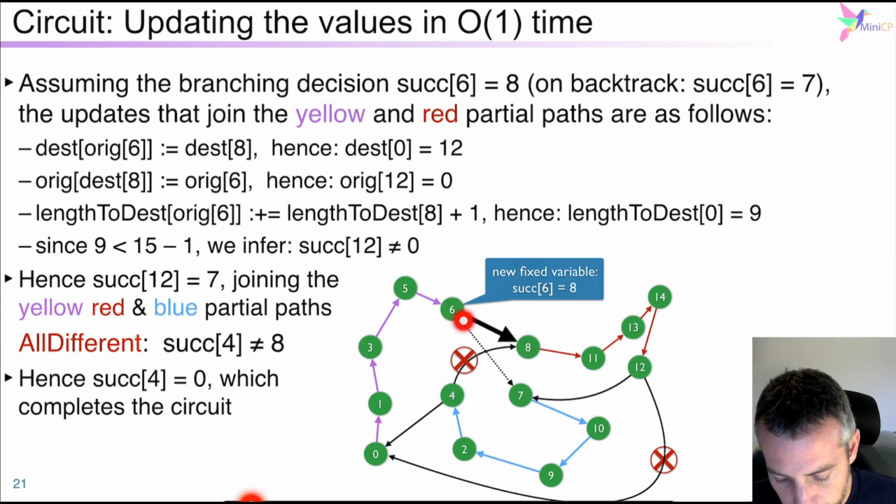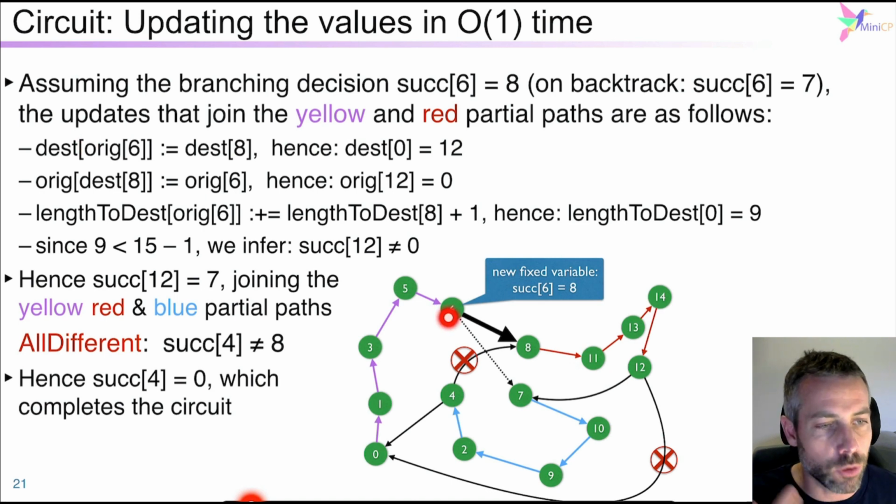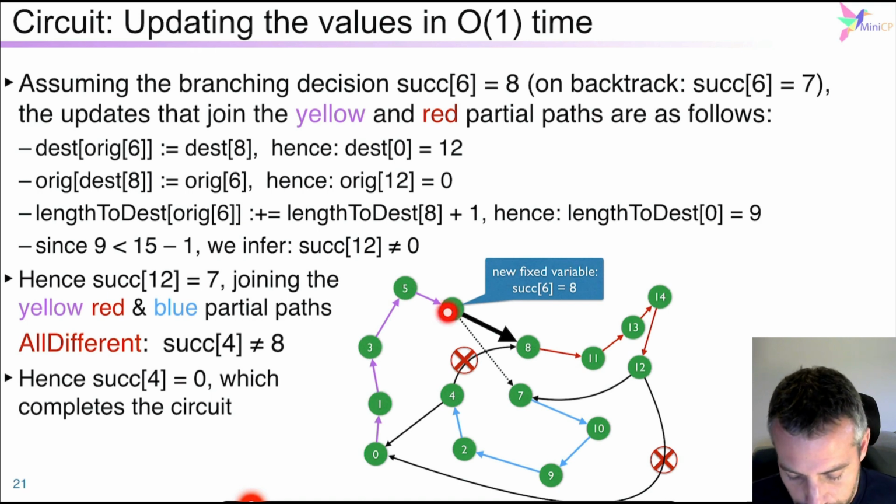How can we update the partial path information, the length to the destination and the origin nodes? Well, what we can see is that the destination of the origin of 6 is now 12. So we take the origin of 6 that we have already computed before, so that's 0, and we set the destination of 0 as the destination of 8. And we can do that in constant time. And so now the destination of 0 is pointing to 12.